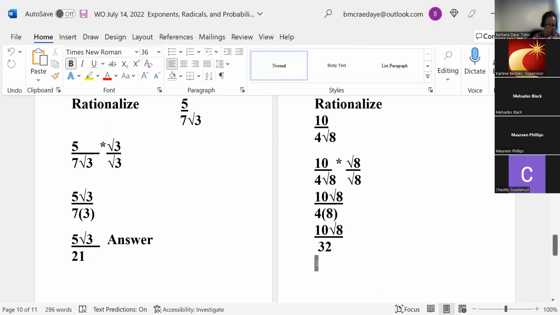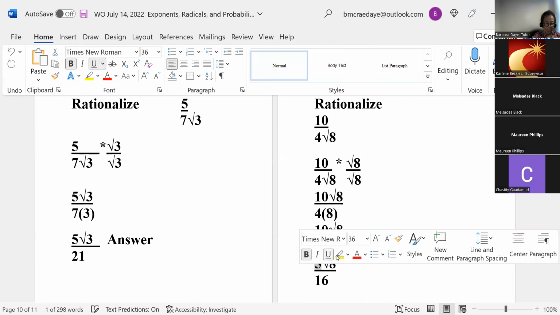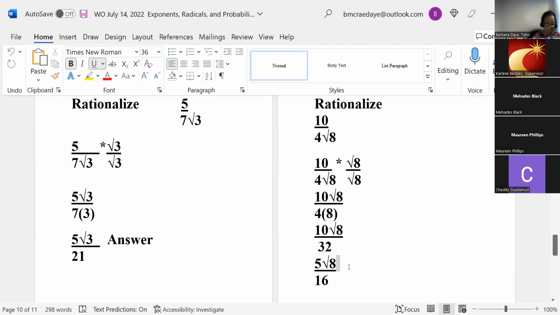5. So that becomes 5, and we just repeat our square root of 8. And 2 into 32 goes how many times, Maureen? 16. That's your answer. Because we had to simplify it, right? Because you had two numbers, 10 and 32, both can be divided by 2. So your answer is 5/16 times square root of 8.